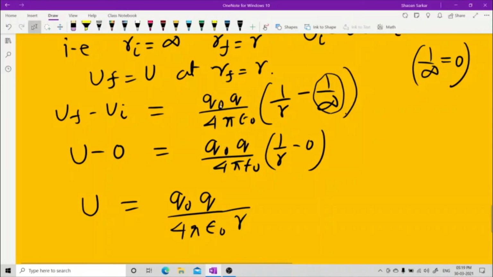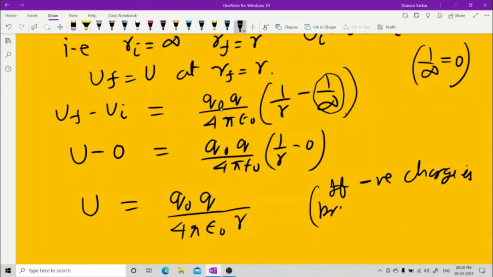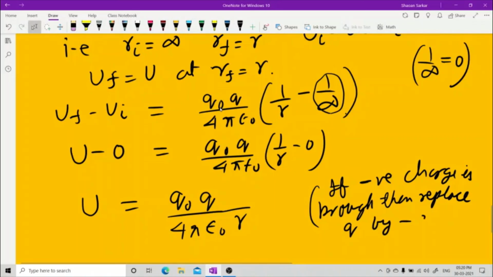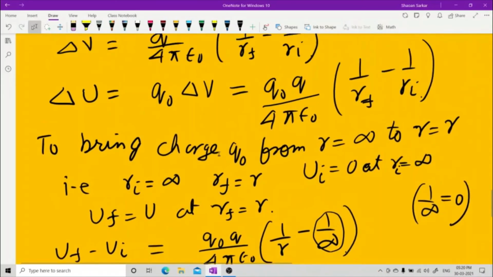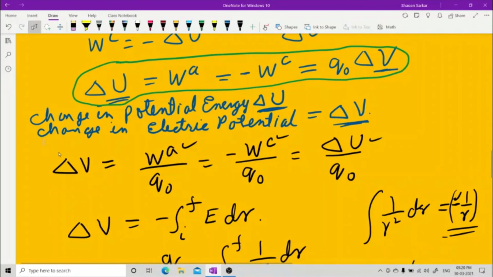We were bringing a test charge. Suppose I am bringing a negative test charge, just put a minus sign. That means if a negative charge is brought, then replace q by minus q. That's all. So if you understand this relation very well, you will not go wrong whether it is electrostatics or gravitation or anything. This relation is a very important and fundamental relation. You should know this relation very well.